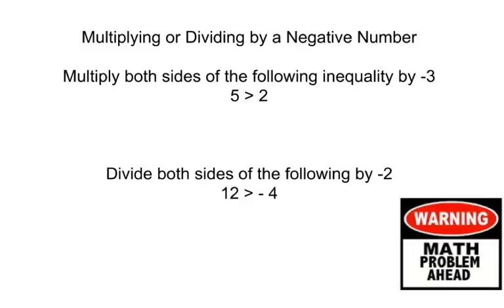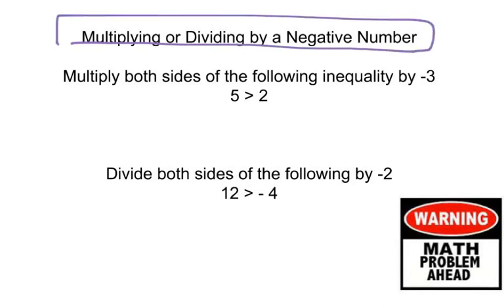But then we have something happen here when we multiply or divide by a negative number that we need to look out for. We're going to multiply both sides. 5 is greater than 2, and that's true. It's better to have $5 than it is to have $2. That's better. So 5 is greater than 2.